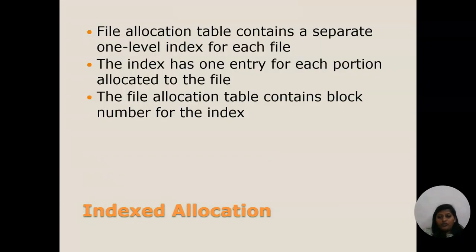Then indexed allocation. File allocation table contains a separate one-level index for each file. The index has one entry for each portion allocated to the file. File allocation table contains block number for the index. So this is about index.